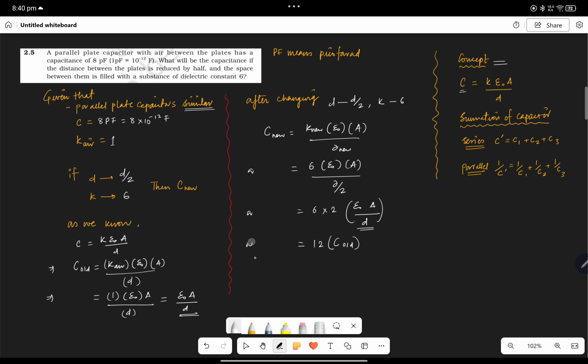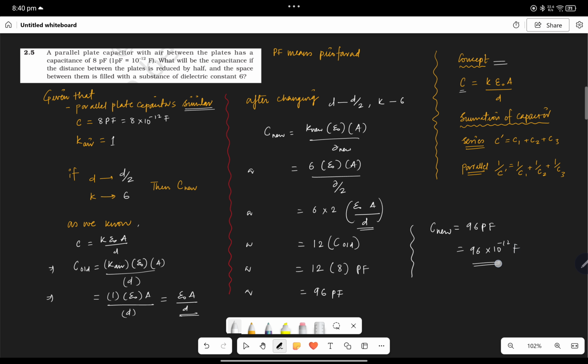The value of C old is given in the question: C old is 8 picofarad. So 12 times 8 picofarad is overall 96 picofarad, and that is our answer. So C new is 96 picofarad, or if we write the answer in farad, it is 96 into 10 to the power minus 12 farad.